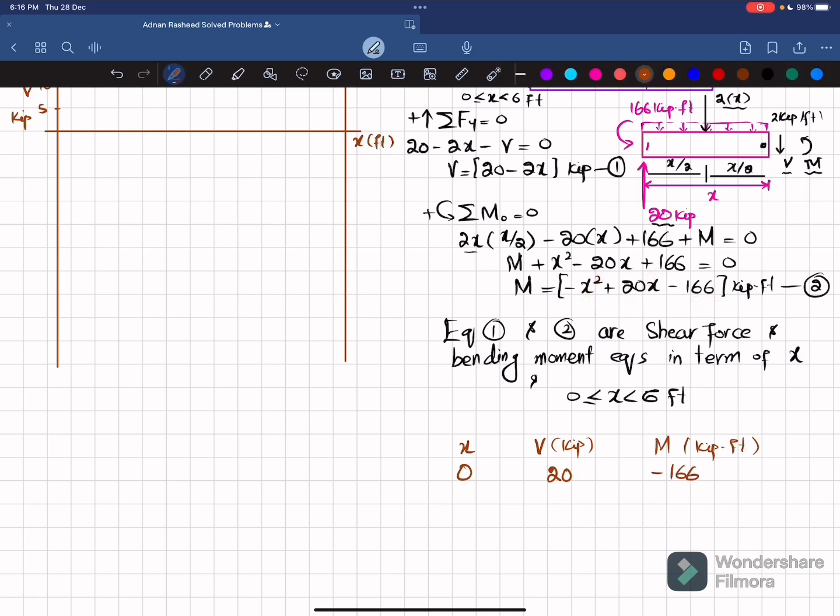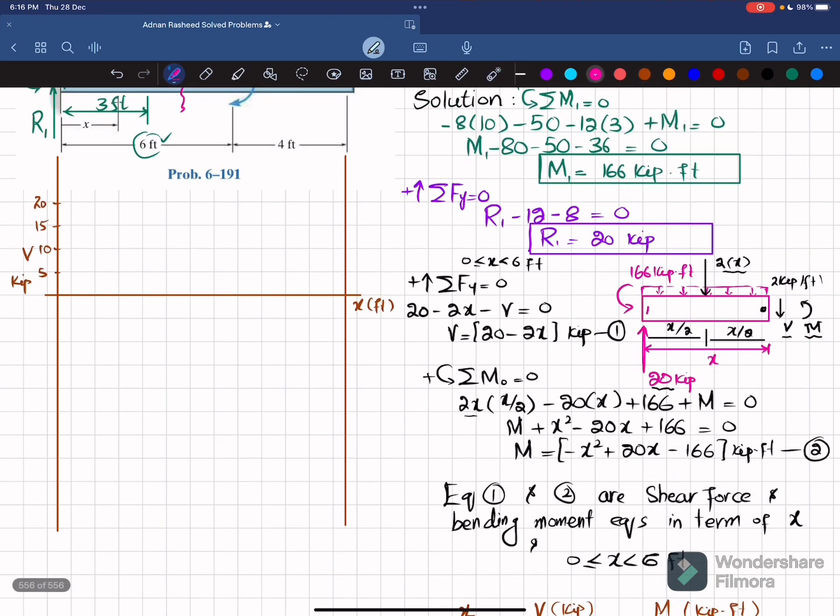Similarly, for x is 6 feet. So if you put x is equal to 6 feet, it will be minus 12. So 20 minus 12 will be equal to 8. So V will be plus 8. Similarly, you put x is equal to 6 feet in this equation, and you will get moment will be equal to minus 82. Okay.